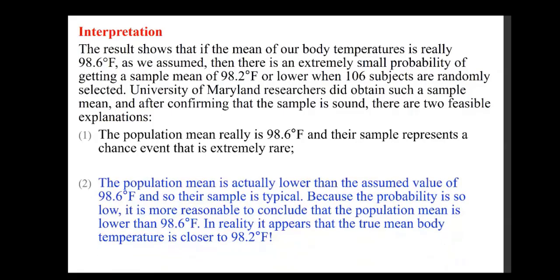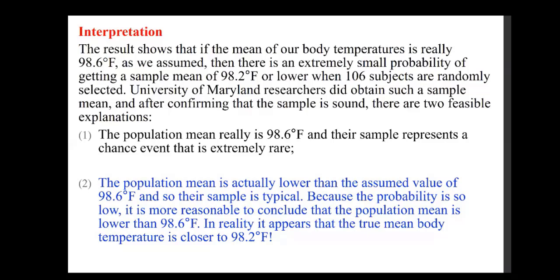What about the second one? Population mean is actually lower than the assumed value of 98.6 Fahrenheit, and so their sample is typical. Because the probability is so low, it is more reasonable to conclude that the population mean is lower than 98.6 degrees Fahrenheit. In reality, it appears that the true mean body temperature is closer to 98.2 degrees Fahrenheit.